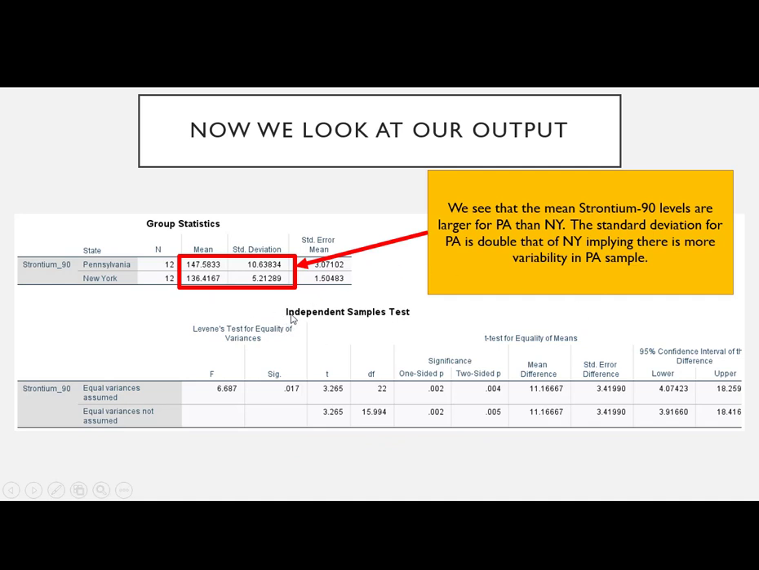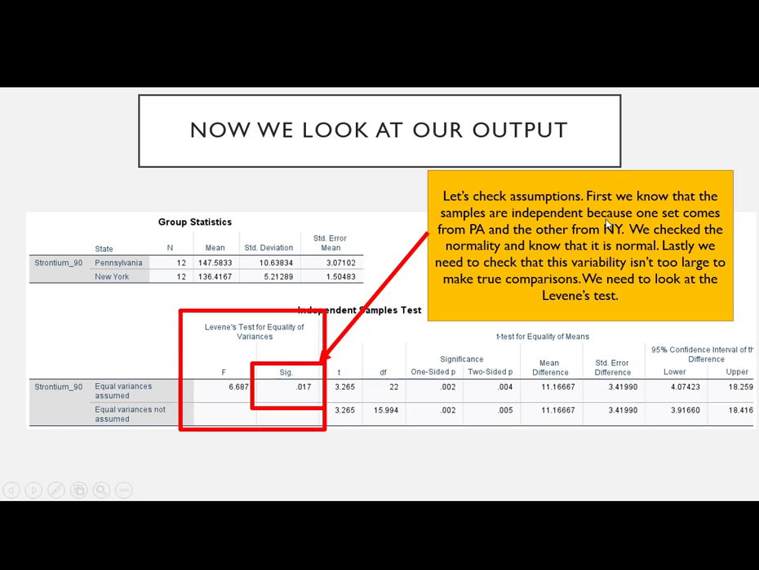And again, the output's a little different than it used to be. So we can see that the mean strontium-90 levels are larger for Pennsylvania than New York. The standard deviation for Pennsylvania is double that of New York, implying that there's more variability in the sample for Pennsylvania. So let's check our assumptions first. First, we know that the samples are independent because one set comes from Pennsylvania and the other comes from New York. We checked the normality and we know that they're both normal.